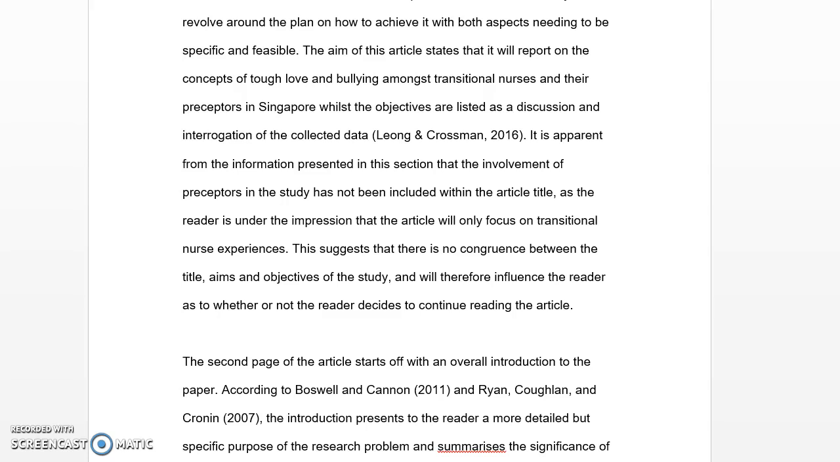So she says it's apparent from the information presented in this section that the involvement of preceptors in the study has not been included within the article title, as the reader is under the impression the article will only focus on the transitional nurse experiences. And that's a really nice critique.